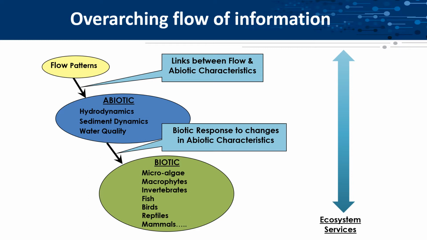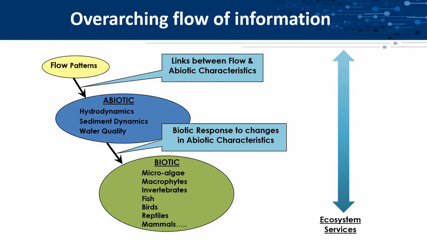Also, a key concept to understand is that we follow a cascading approach in e-flows for estuaries, starting with understanding the flow patterns into our estuaries. The abiotic processes are hydrodynamics, sediment dynamics, and water quality, and the impact they have on the biotic components: microalgae, macrophytes, invertebrates, fish, and birds. And in some e-flow assessments around the world, they've even looked at reptiles and mammals.